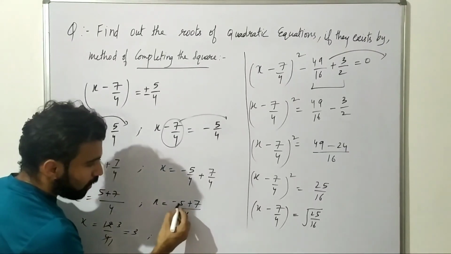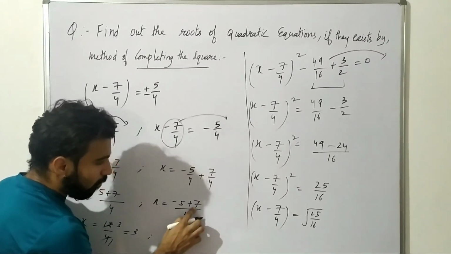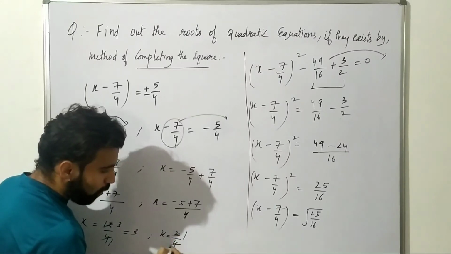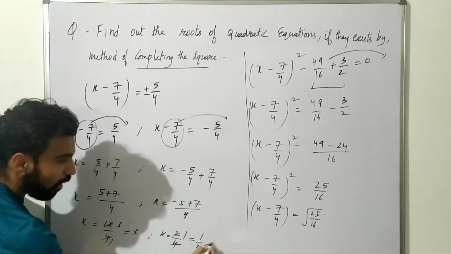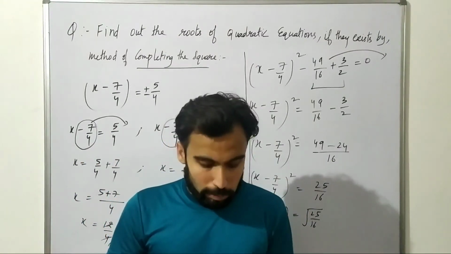Further, minus plus is minus, so 7 minus 5 is 2, and the sign will be positive over 4 here. If I reduce this, that will bring me 1 by 2. So these are the two roots that we were looking for. This is how we have to simply apply.